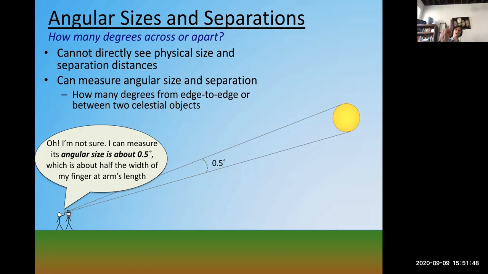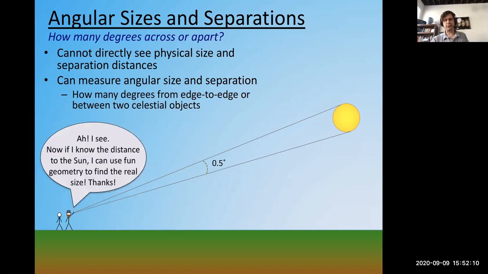But if you could cover up the sun with your finger, you would notice that it would span about half the width of your pointer finger at arm's length. That's about half a degree. So she has measured the angular size of the sun. The angular size of the sun is about half a degree in the sky.